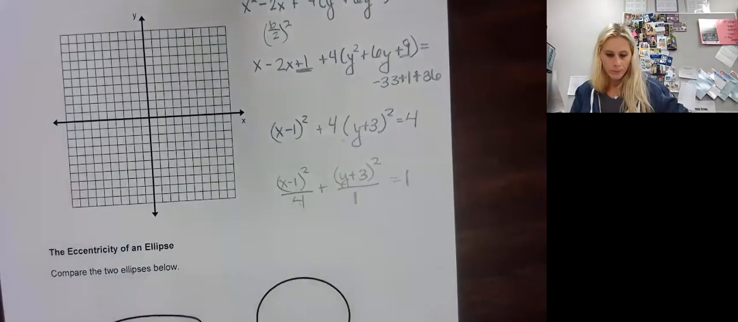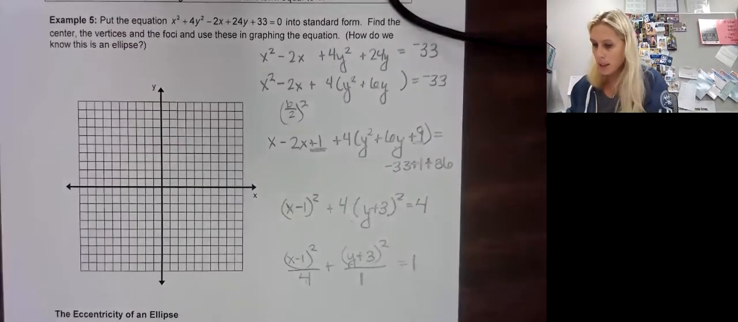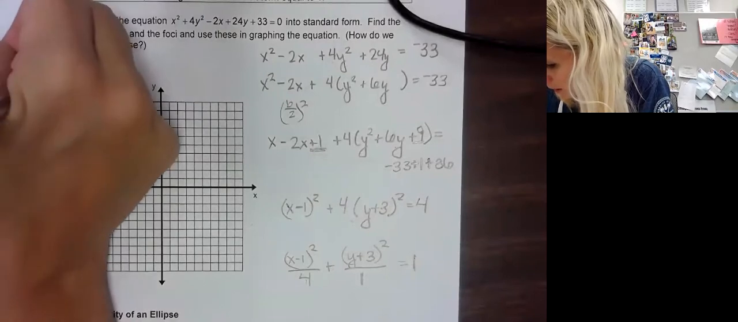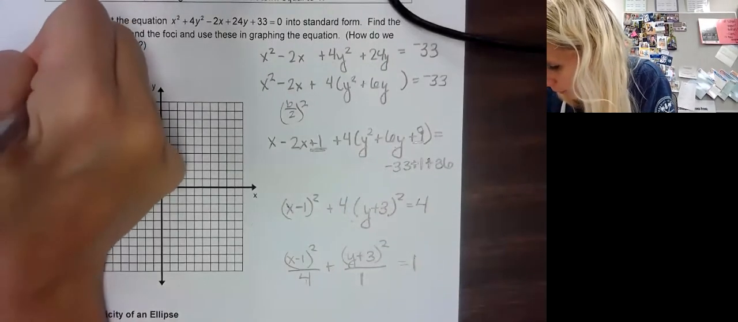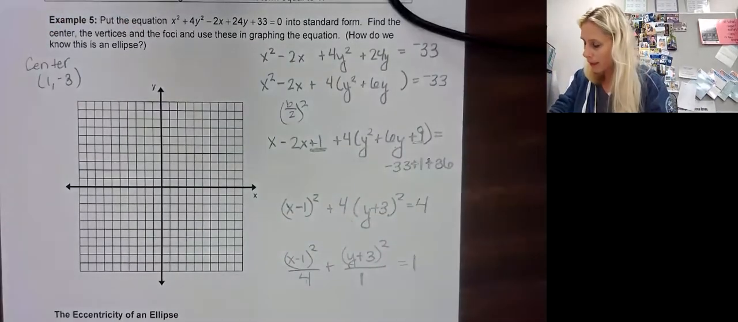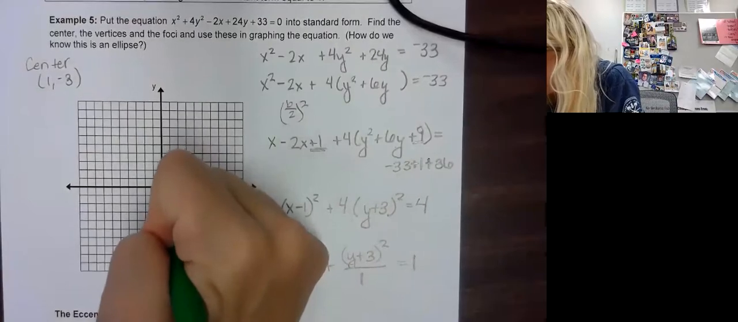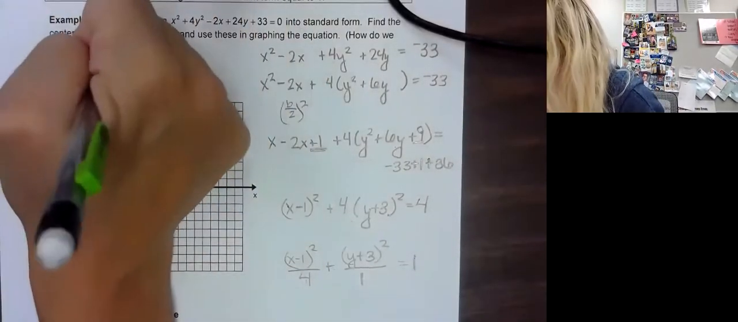Of course, I'm running out of room, right? So I'm going to see if I can put things up here. So the center of this ellipse is (1, −3). So let me write that down: (1, −3).